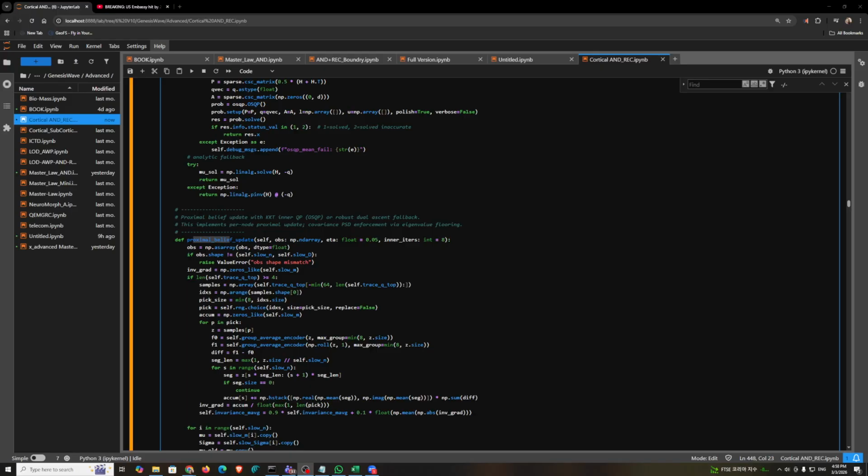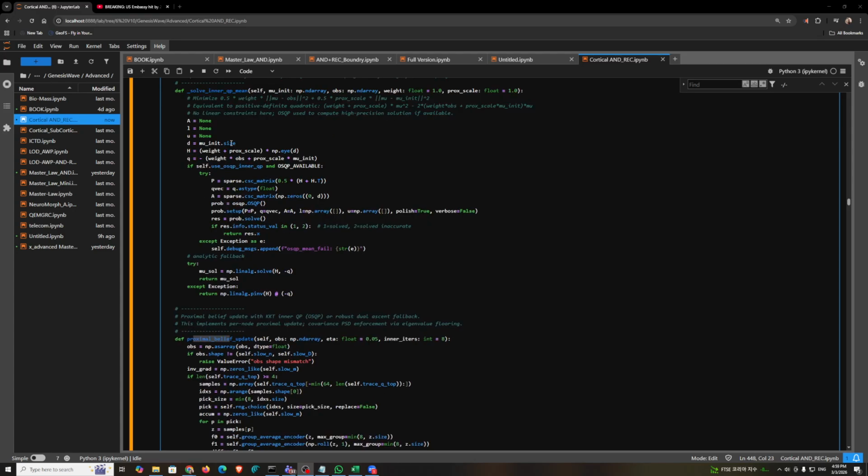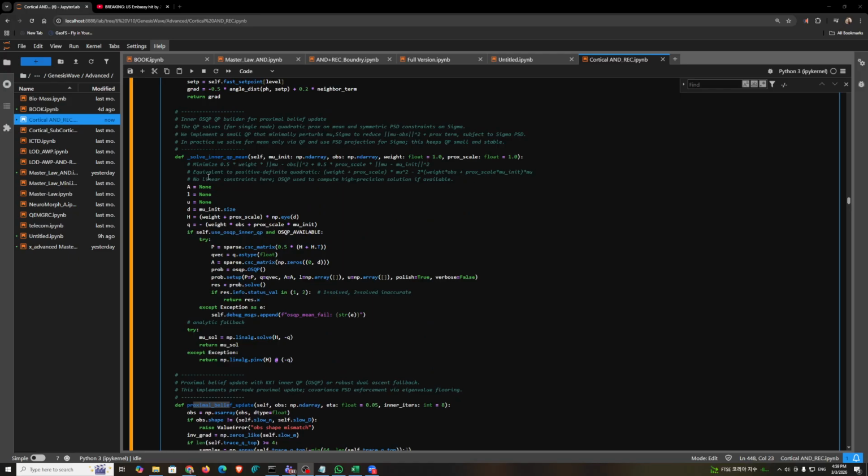And the proximal nature of the update means that the beliefs won't jump wildly, but they evolve steadily, maintaining their numerical stability. Now optionally, if the advanced optimization solver OSQP is available, solve inner QP mean can be used to precisely find the optimal mean of a belief, and that ensures the KKT enforcement, which is a rigorous mathematical condition for optimality.